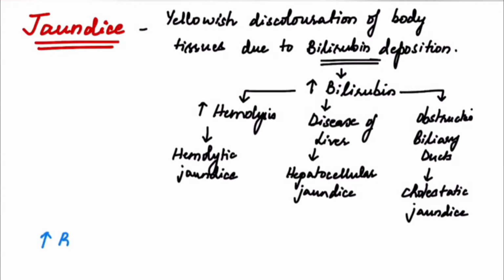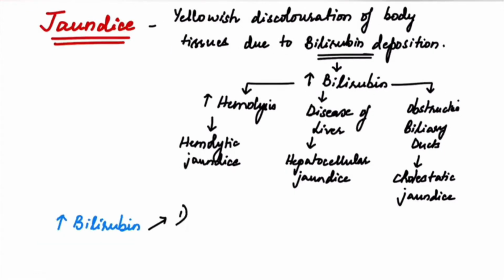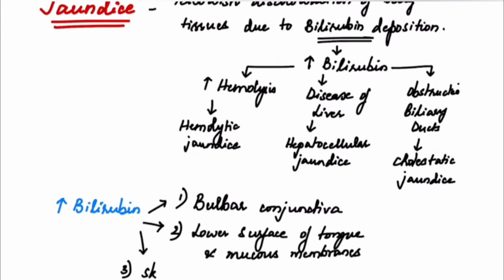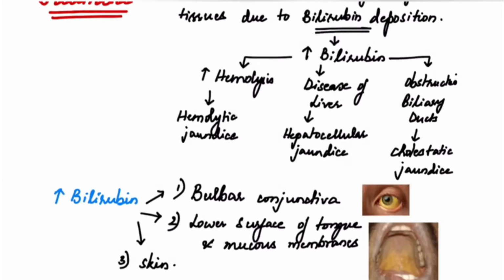Now, when there is an increased amount of bilirubin, where can you look? First, you can look at the bulbar conjunctiva. The second is over the mucous membranes and the lower surface of the tongue. And the third, eventually, will involve the whole skin. So this is the picture of jaundice.